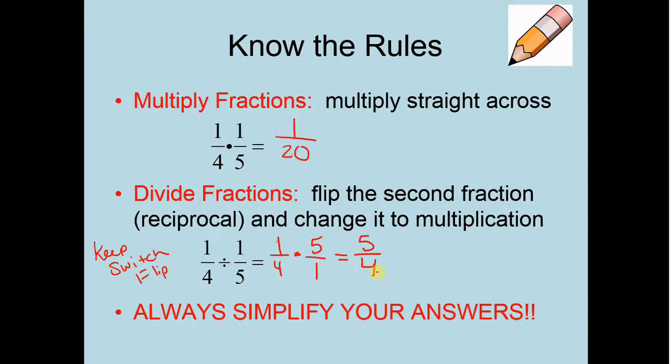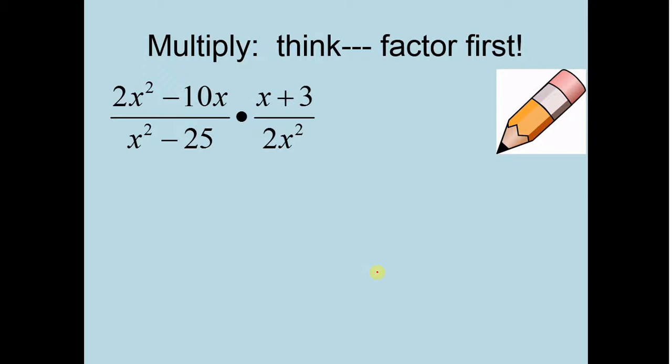So let's take a look at this with rational expressions. Whenever you multiply or divide rational expressions, think factoring first. Factor everything that you possibly see that you could factor. So on the top here, I notice I can take a 2x out. So I'm going to pull out a 2x, and I have x minus 5 left over, right?